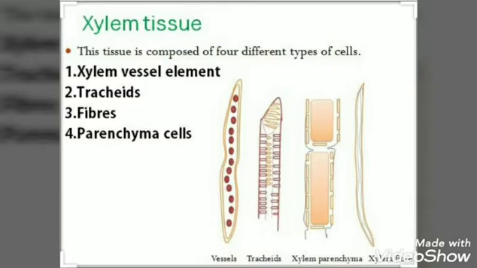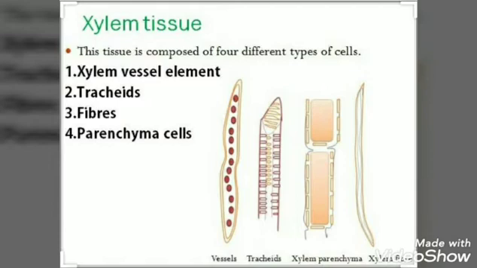The next type of xylem cells are xylem parenchyma. Now these are living cells and their main function is to store food and lateral conduction. Lateral means side by side conduction of water and minerals.